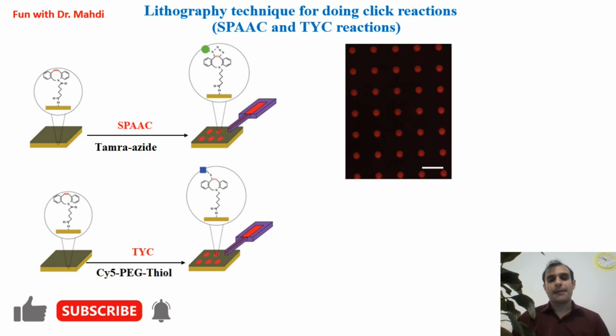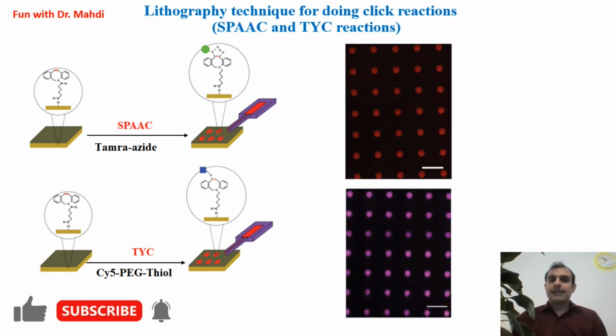Cy5 PEG thiol, it's a fluorescent ink, and we injected the Cy5 PEG thiol to the microchannel cantilever, and after printing on the surface, we left the sample for half an hour, and after half an hour we washed the surface, and we took a photo with a fluorescent microscope. Cy5 is violet, and again you can see the violet dots. When we have violet dots, it means we have Cy5 PEG thiol on the surface, and when we have Cy5 PEG thiol on the surface, it means the click reaction between thiol and alkyne has taken place. I mean, the click reaction was successful.